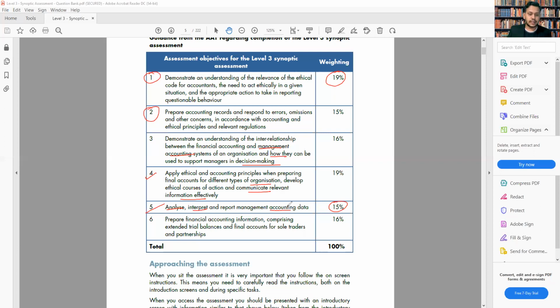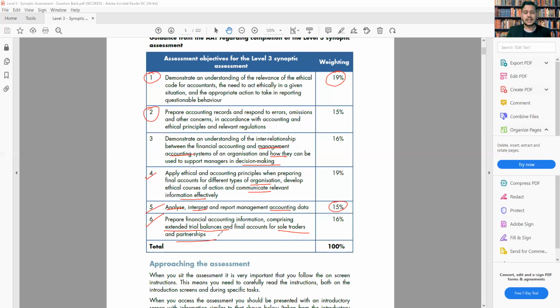And the last question, question number 6, is very common. Either this question will come from the extended trial balance or the final accounts for a sole trader and partnership. Now, the chances for the extended trial balance are over 95%. In 95% of cases, you're expecting the extended trial balance in the exam. And final account preparation for the sole trader and partnership can also be mixed up.